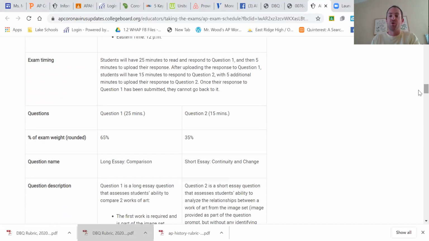The first one you're going to write, and you must do this one, is the long essay question. That's the 25-minuter. That's the one with the thesis. If you remember, we've written a couple of those. That's question one as it's referred to in the CED, but it's also going to be question one you write. As you can see, you have 25 minutes to write your answer.